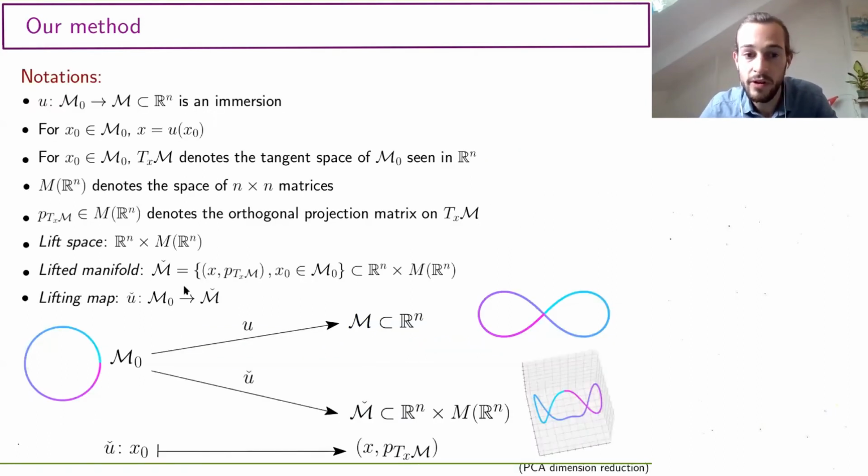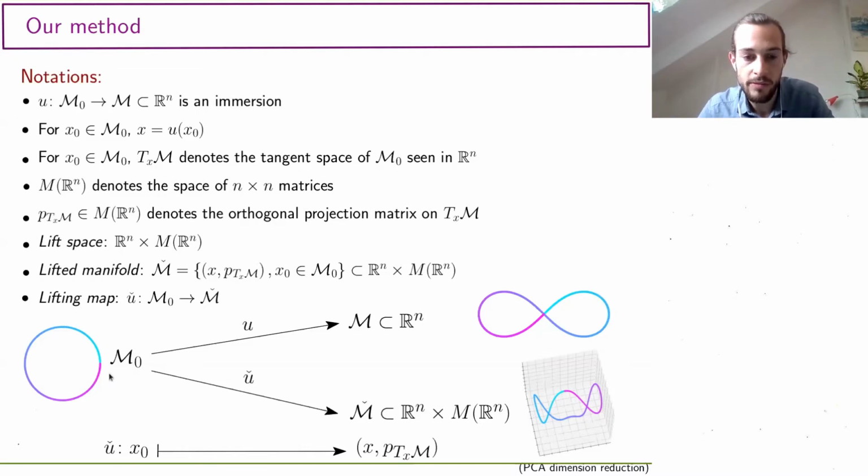So the lifting manifold is the image of M0 by the lifting map. So the lifting manifold is a subset of the lift space, which is defined as a set of pairs with a point in the Euclidean space and the corresponding projection matrix on the tangent space. So all is summarized here.